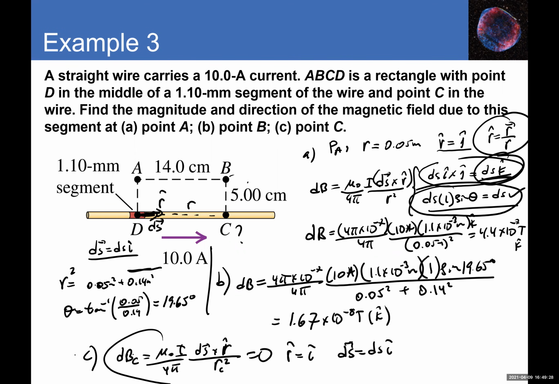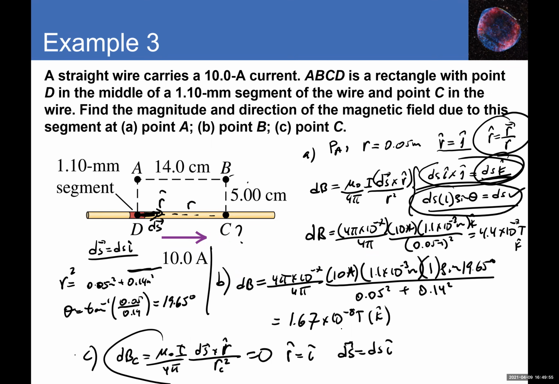That means there's no magnetic field on the wire itself, which should make sense, right? If the magnetic field is generated by the wire, it generates magnetic field around the wire, not on the wire. So anywhere on the wire, there is no magnetic field generated by this wire. There could be some external magnetic field on the wire, but not from the magnetic field it generates.